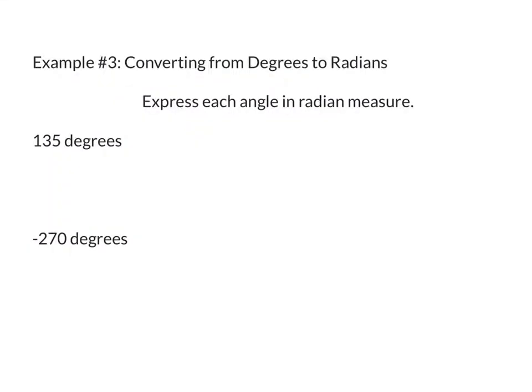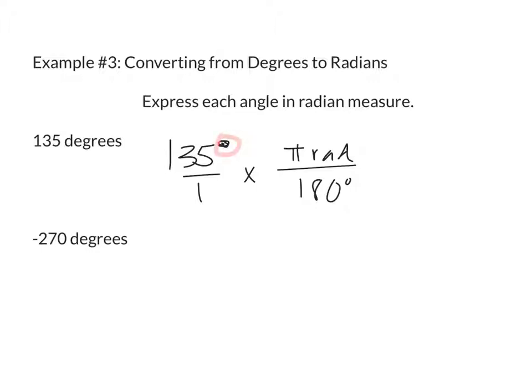Our first problem says express each angle in radian measure. So I have 135 degrees, and I'm trying to go from degrees to radians. The way you cancel fractions, think of 135 degrees as being over 1. You typically cancel diagonally. So I'm going to multiply by pi radians over 180 degrees. That way I will be able to cancel my degrees. Does that make sense?